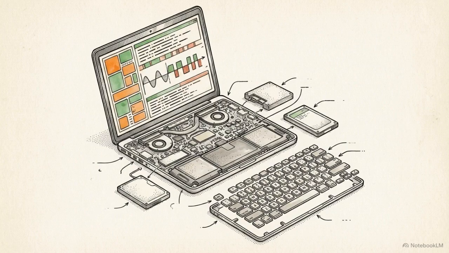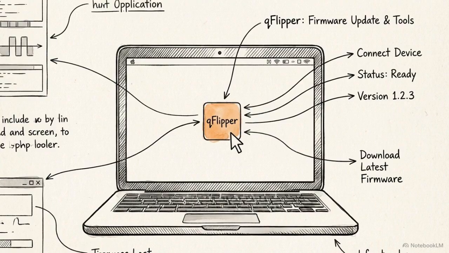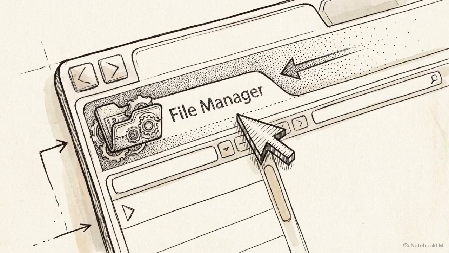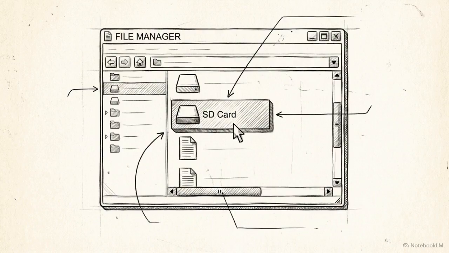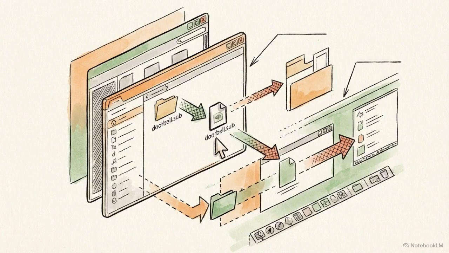To analyze what we actually caught, we need to move to a digital environment. Plug your Flipper Zero into your PC using the standard USB cable. Open the Flipper desktop application. Navigate to the File Manager, select your SD card, and open the folder labeled sub-GHz. Locate the specific .sub file you just named and download it directly to your computer desktop.